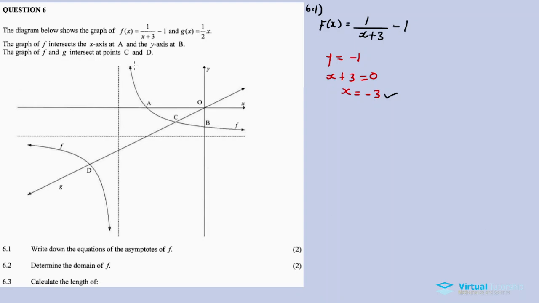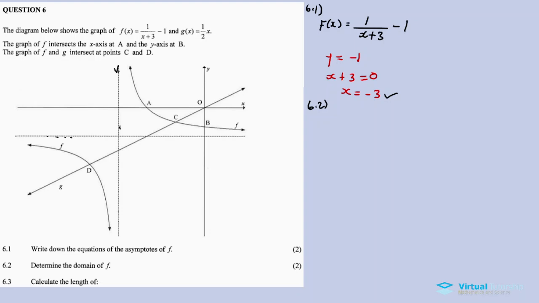x equal to minus 3 represents this line, and y equal to minus 1 represents this line, the horizontal asymptote. So these are the asymptotes of f. Okay, 6.2.